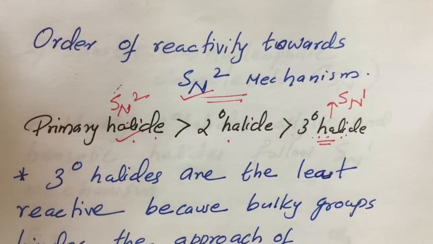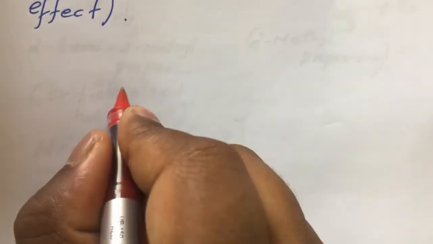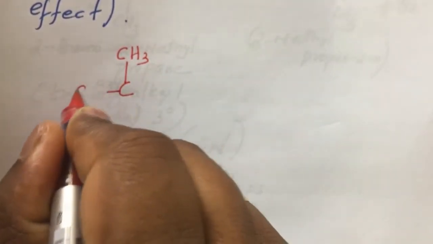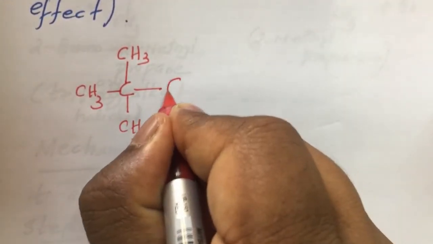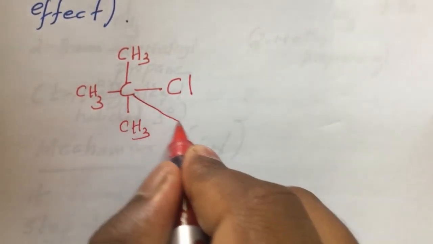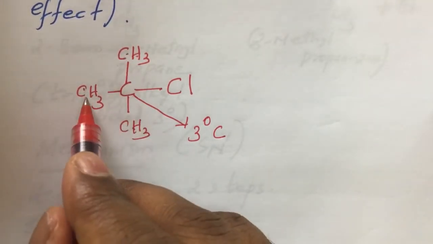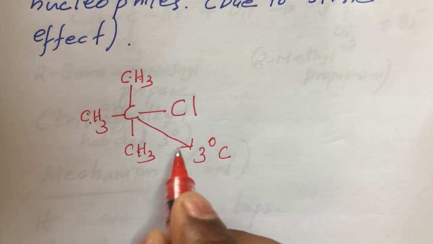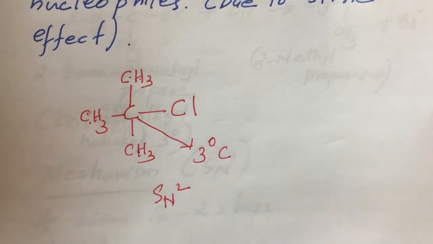Listen. I will tell the answer now. In tertiary halide, we can write one tertiary halide, CH3, then here halogen Cl. This carbon is a tertiary carbon because 3 hydrogen atoms are replaced by 3 CH3 groups. Then the tertiary halide mechanism is not the SN2 mechanism. Tertiary halide substitution follows the SN1 mechanism.